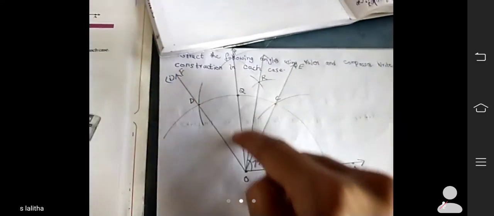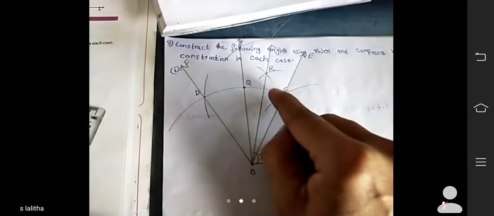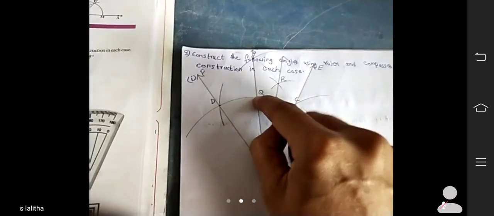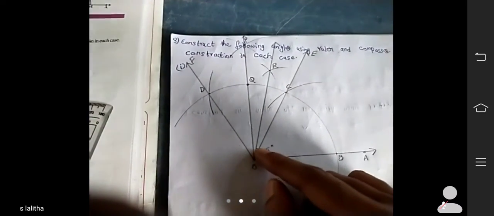Next, see here, this arc and this ray will be intersected here, so you have to put the point Q. Next, take the compass and take the radius more than half between Q and C. From Q draw an arc like this, and same radius, keep it on C, draw an arc like this. Now the two arcs will be intersected here, so put the point R. Join OR.